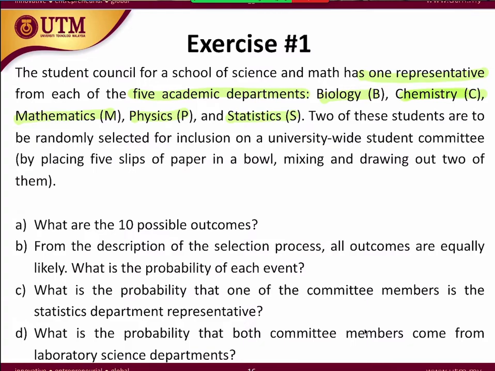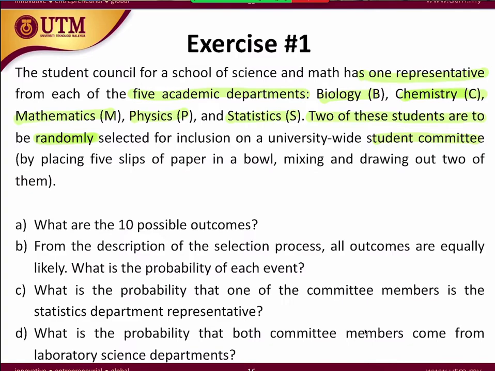Okay. Now, the event that we want, the sample space, this is the chance experiment. The chance experiment that we're going to observe is, we want 2 of these 5 representative students to be selected randomly for a student committee. So that means that from these 5 departments, 1 student from each department, 2 will be chosen.